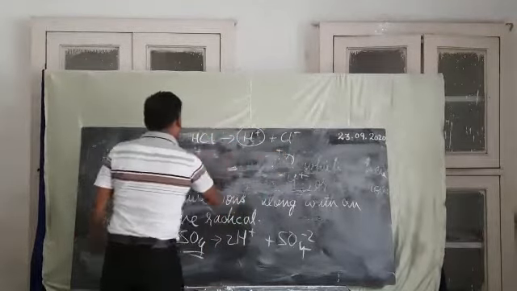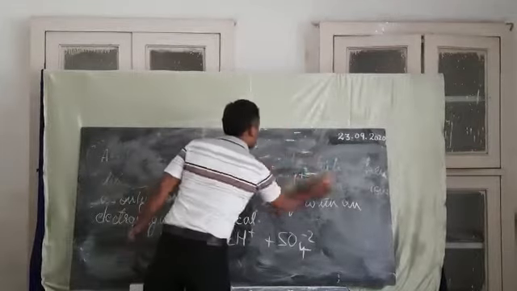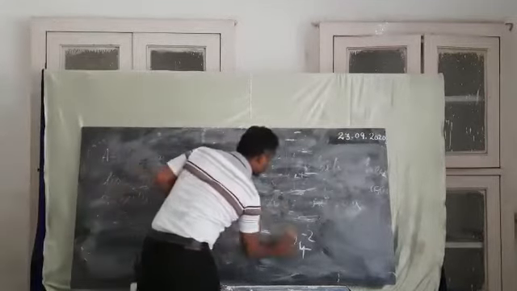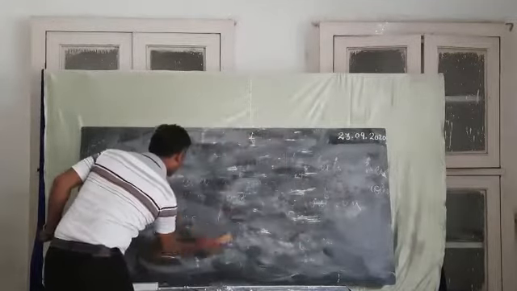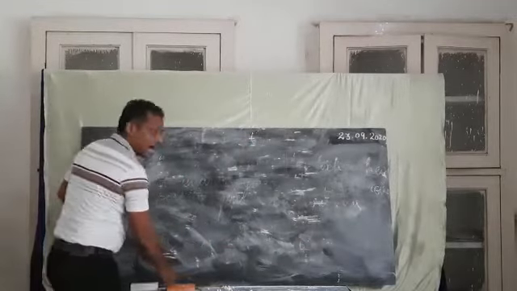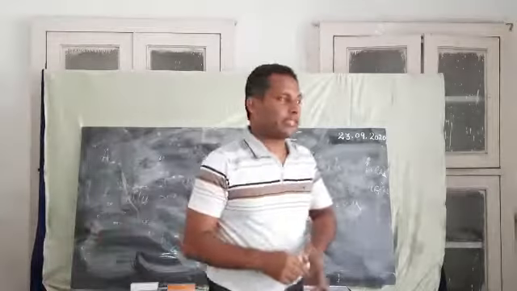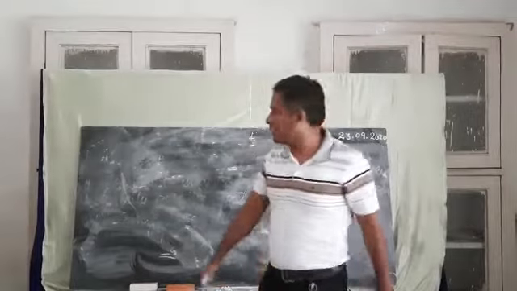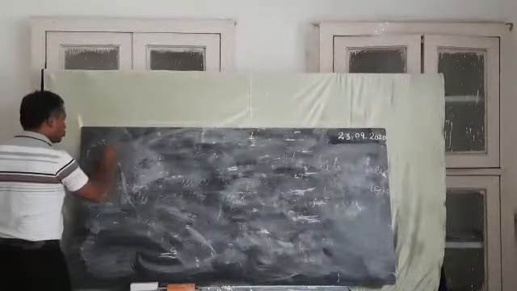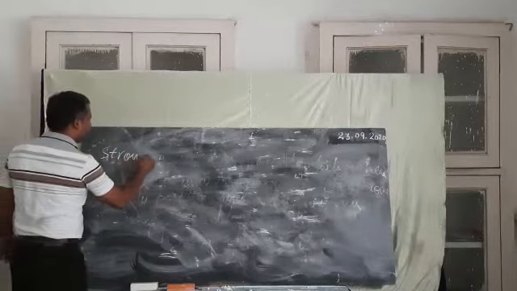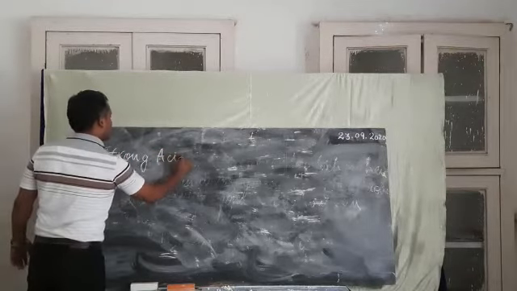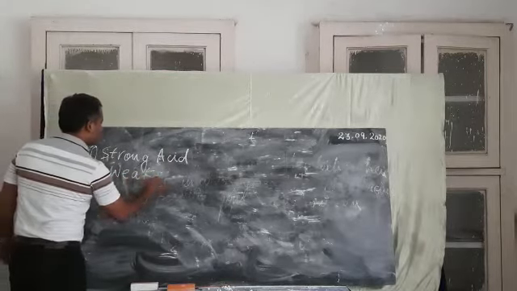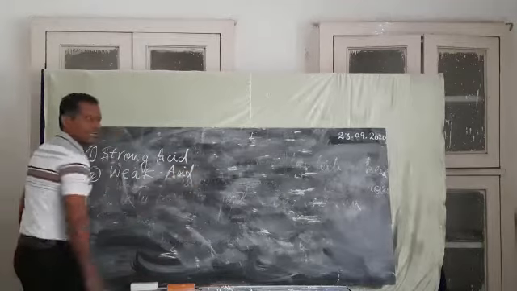Now, acid can be divided into categories on the basis of strength. You can have two categories: one is strong acid and one is weak acid. So there are two kinds of acid, strong acid and weak acid.